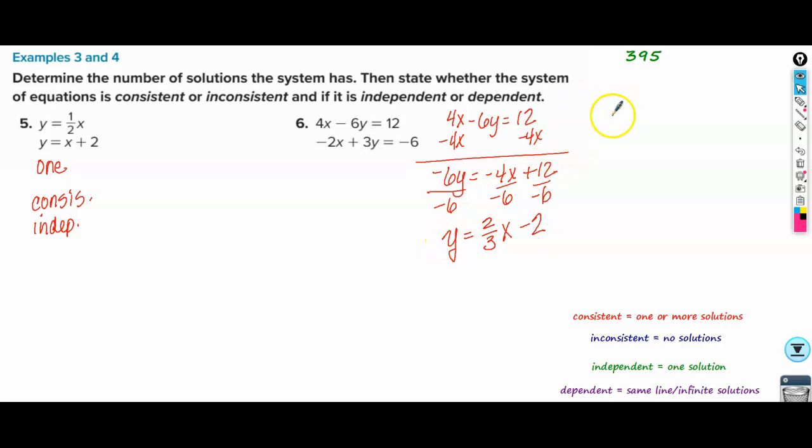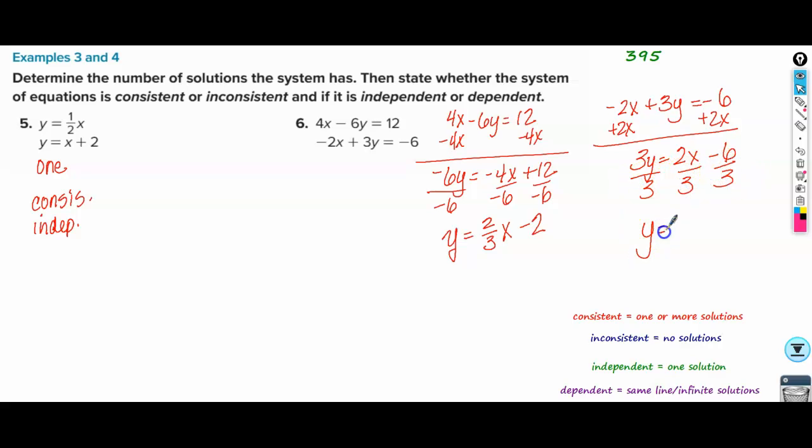Okay, so that's the first equation. Second equation, negative 2x plus 3y equals negative 6. All right, add 2x to both sides, which gives me 3y equals 2x minus 6. Then we divide everything by 3. It gives me y equals 2/3 x minus 2.